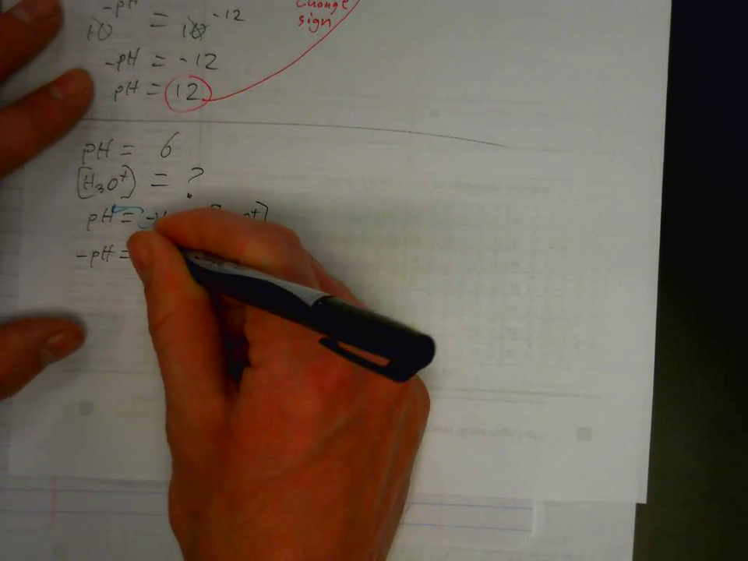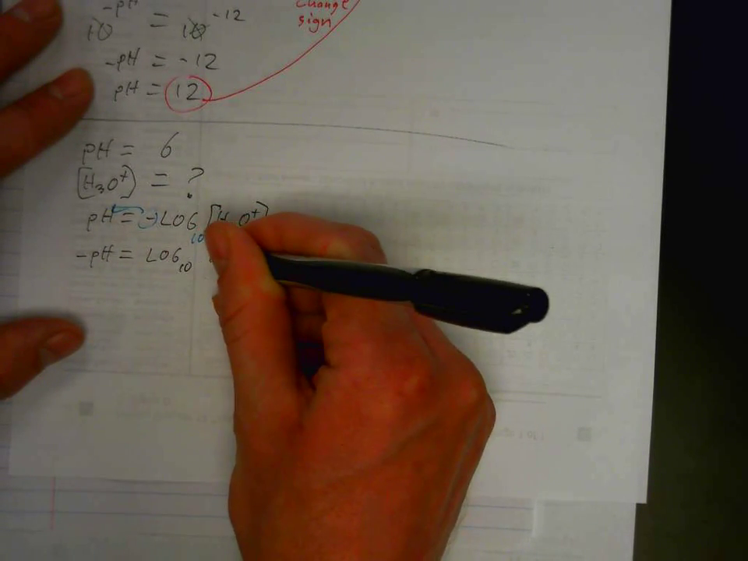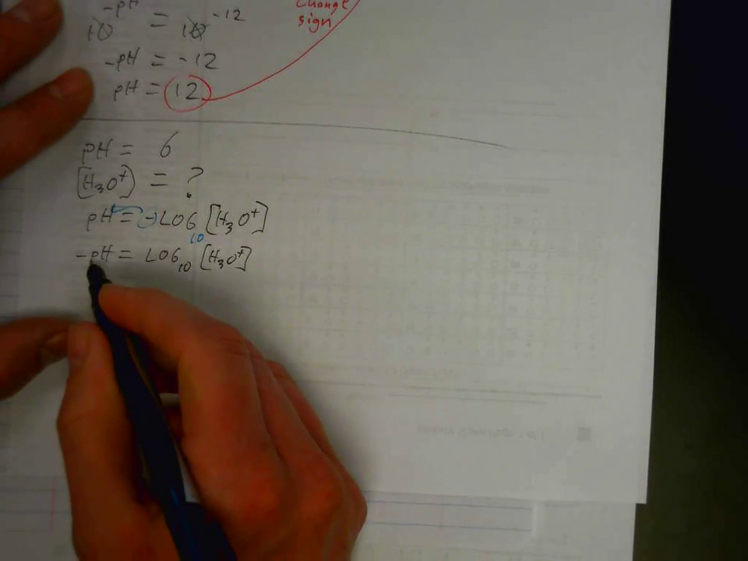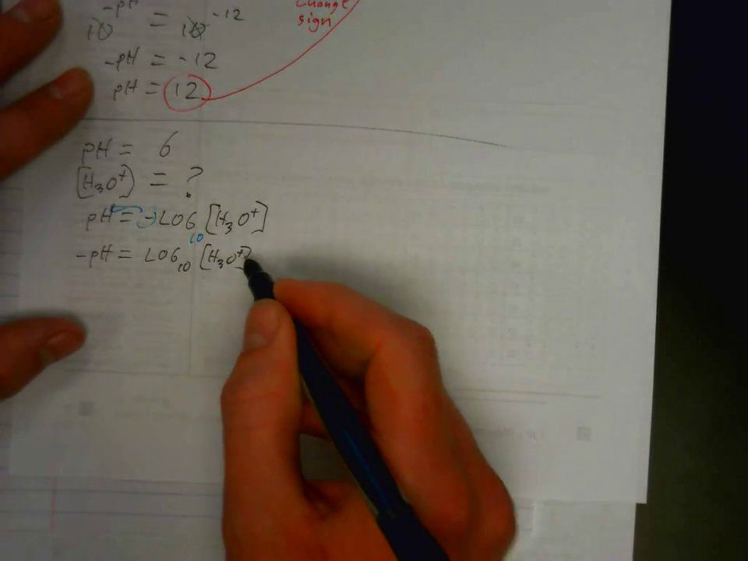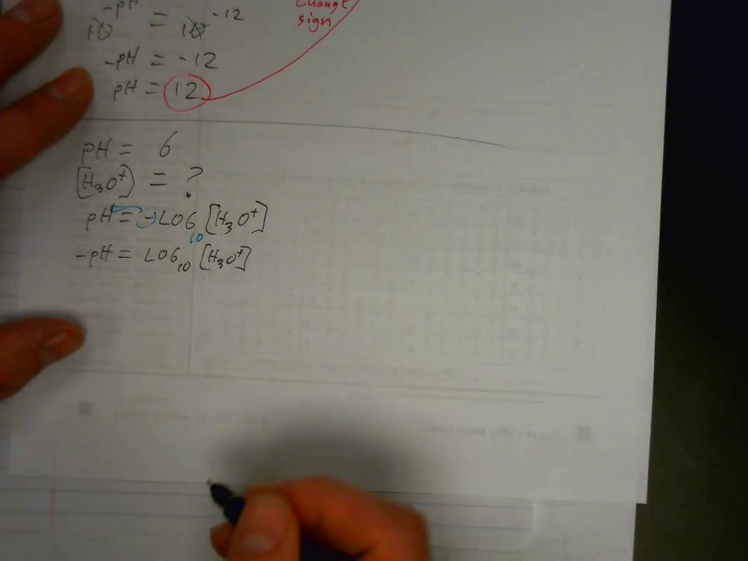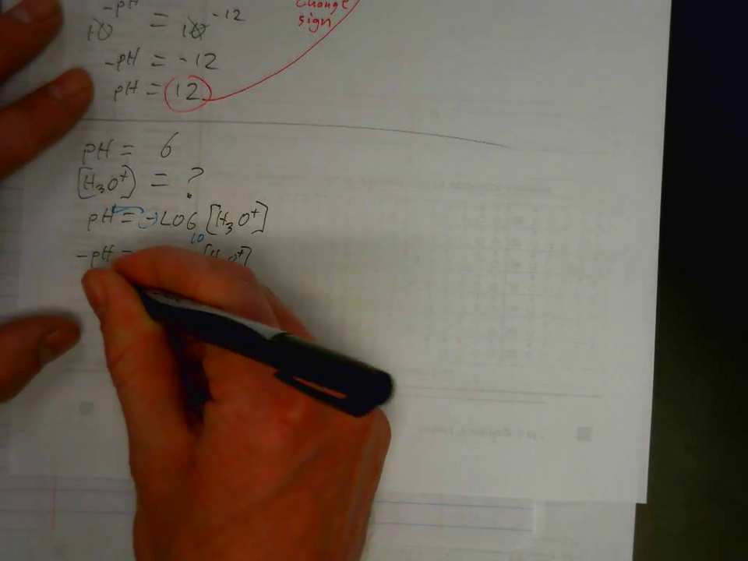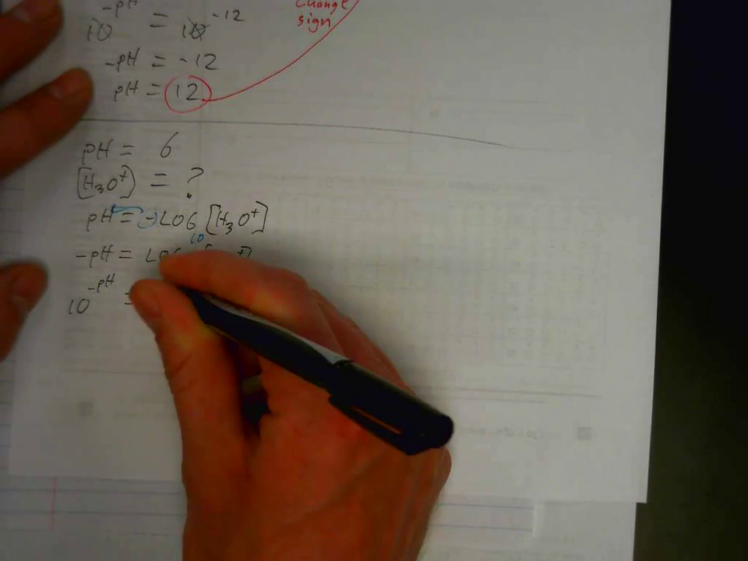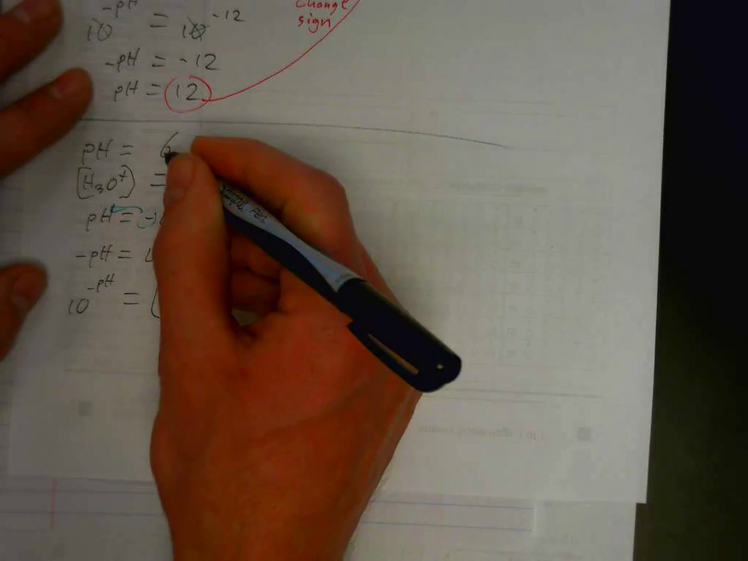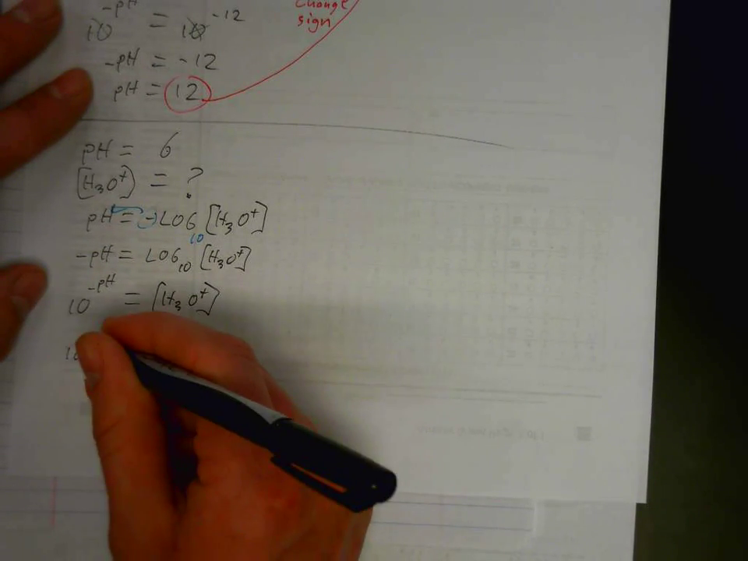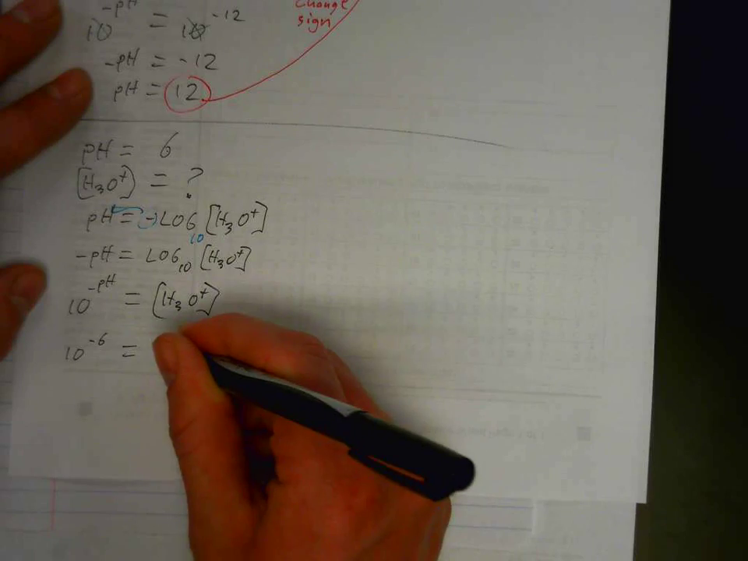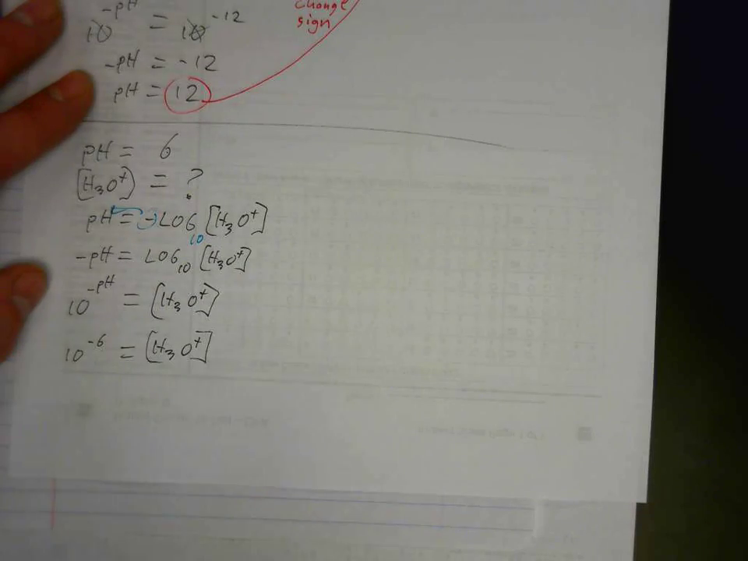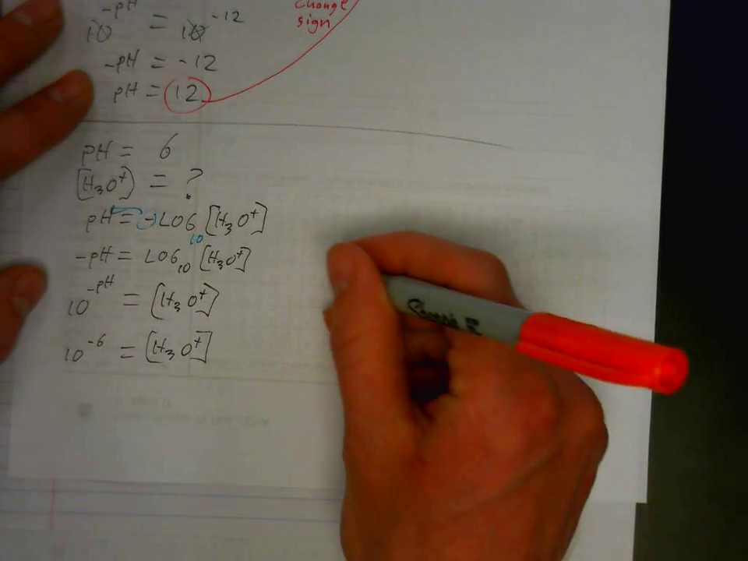Now if we change this to exponential form, the negative pH is the power that 10 must be raised to get the H3O plus concentration. So the pH is 6, so 10 to the negative 6 is the H3O plus concentration. Now technically, since brackets mean concentration, we should insert the unit capital M for molarity in that problem.